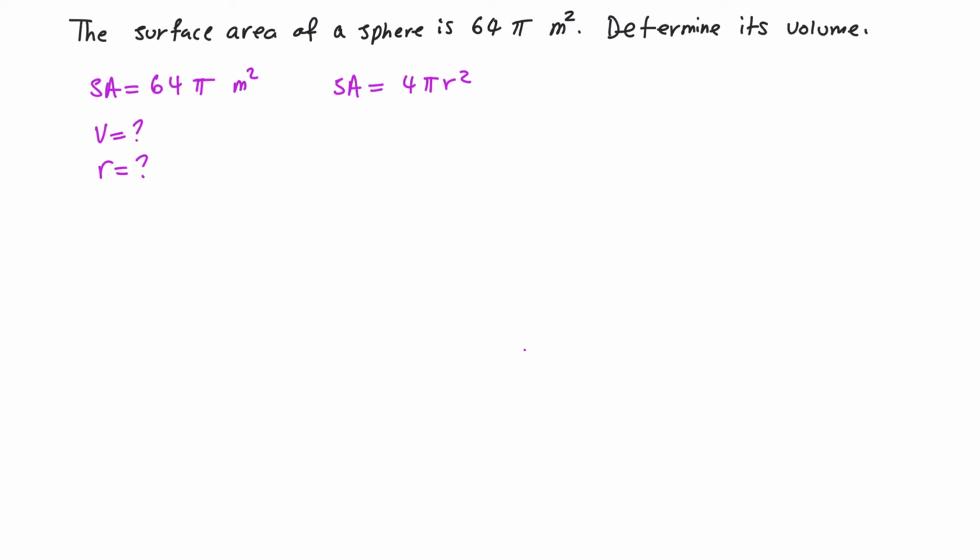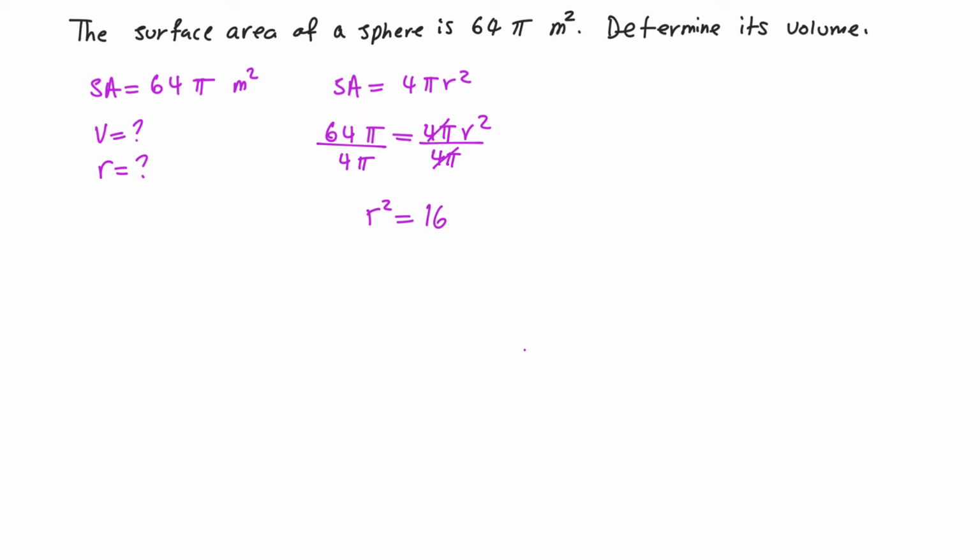Alright, so in this equation, we know that surface area is 64 pi, and that is equal to 4 pi r squared. We want to isolate for r. R is being multiplied by 4 pi, so to cancel those out, I'm going to divide both sides by 4 pi. These cancel out, and I get r squared is equal to 64 divided by 4, which is 16.